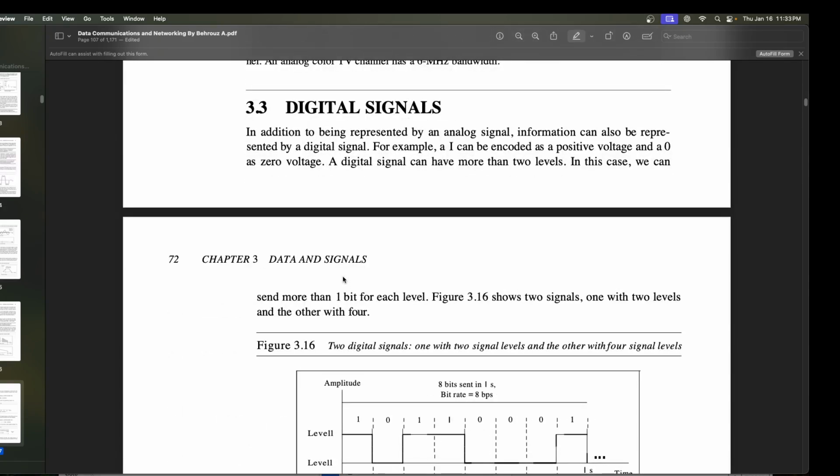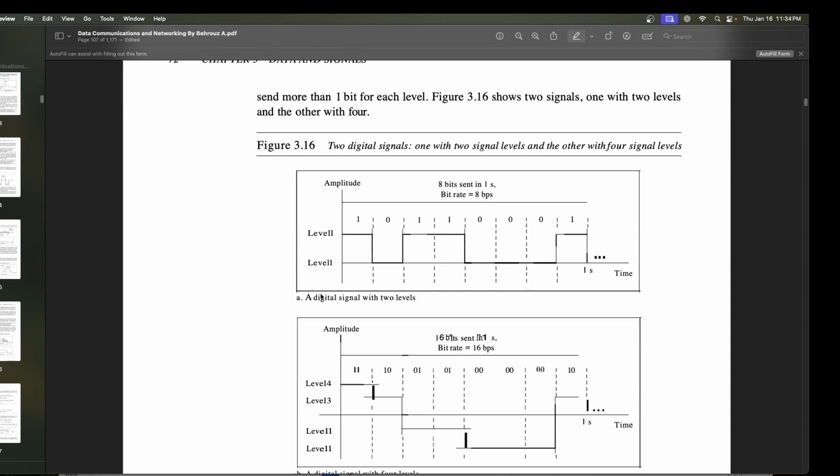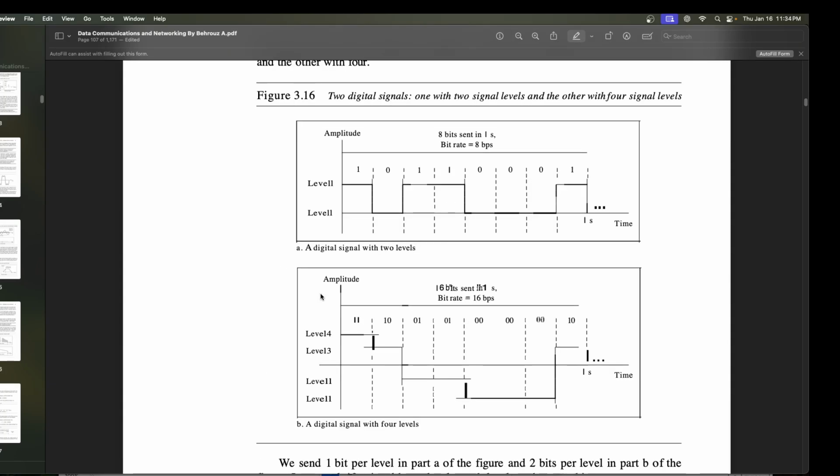Now digital signals. In addition to being represented by analog signals, information can also be represented by a digital signal. For example, I can encode a positive voltage and zero. A digital signal can have more than two levels. So positive indicates this. Now inside one bit.